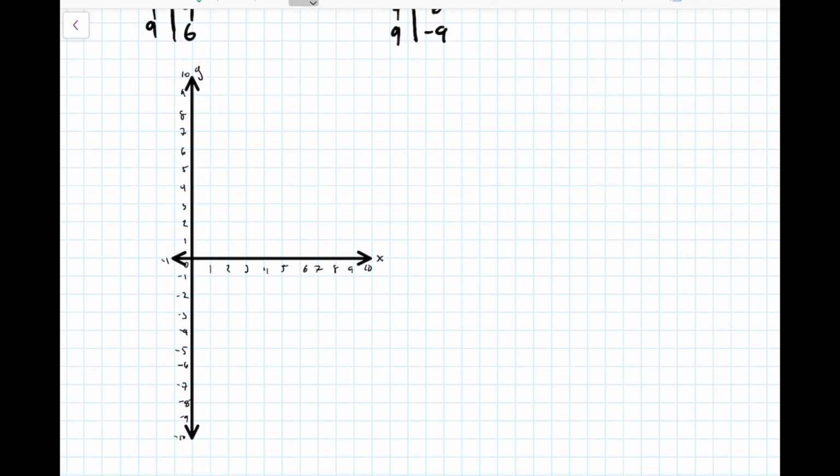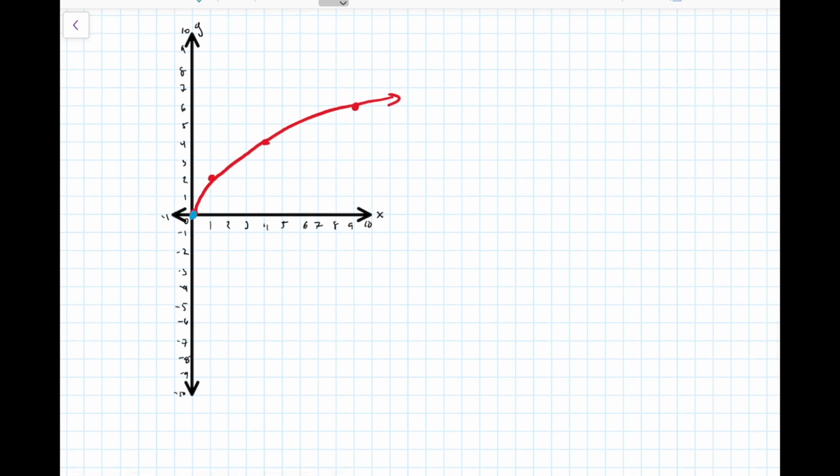All right, so if I'm plotting my points, I've got 0, 0, 1, 2, 4, 4, and 9, 6 for our first graph. All right, so if we connect those, we'll get something that looks roughly like this. And then our second one also had 0, 0, and then 1, -3, 4, -6, and 9, -9. And that's going to look something like this.